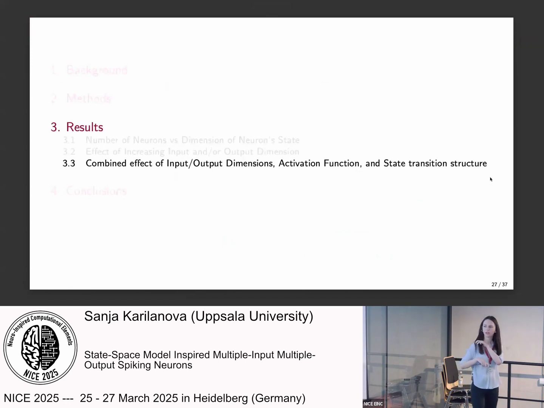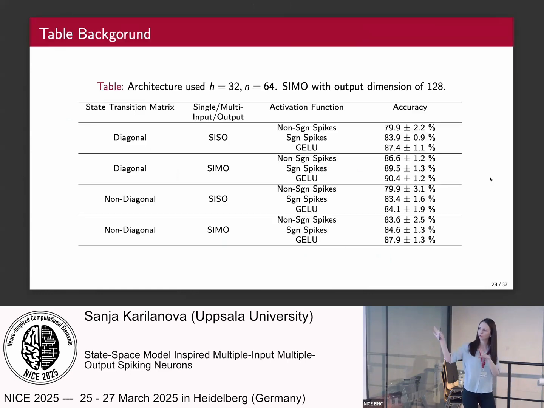Next, I will talk about the combined effects of multiple of the design choices that we made in our experiments. So before we look into the results, I will just quickly introduce this table. In the first column, what we vary is the state transition, whether we use diagonal or non-diagonal. In the second column, what we vary is whether we use single output or 128 output channels. In the third column, we vary the activation functions that we use. So we use the 3 that I mentioned before.